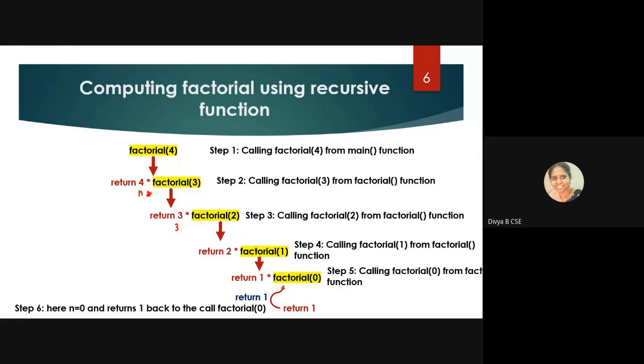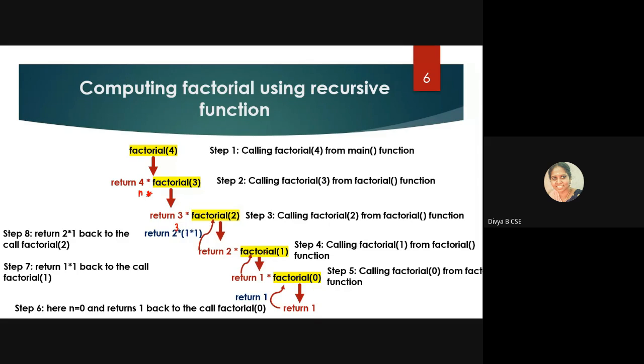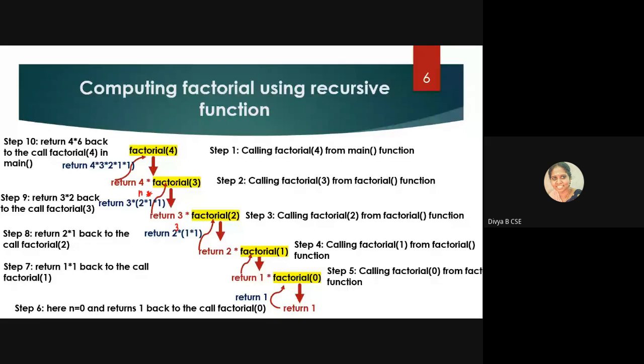So it will go to here, right? Whatever is 1 into 1, that will go to the next call. Then 2 into that value will go into the previous step. Then whatever is the result from 3 into factorial of 2 will go into factorial of 4. So ultimately, you will get the value of factorial of 4. That is how it is computed.